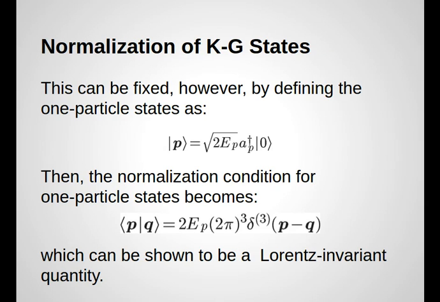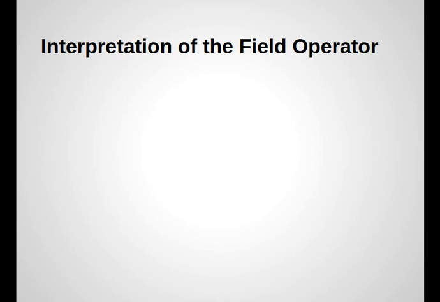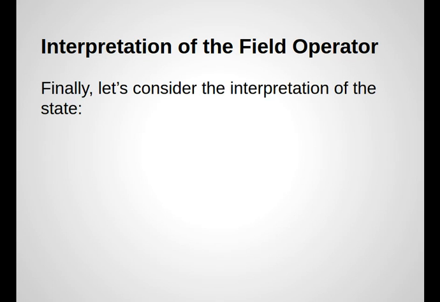All right. So that's how we normalize the states, right? So we've normalized the states. We interpreted what these excitations are. They're particles, right? Now what I want to do is talk about the interpretation of the original field operator that we started out with, right? And that is, so I want to consider the interpretation of this state. So this is the field operator in position space, right? And so I want to try to understand or interpret what this thing means. When this field operator hits the vacuum, what does it give me?